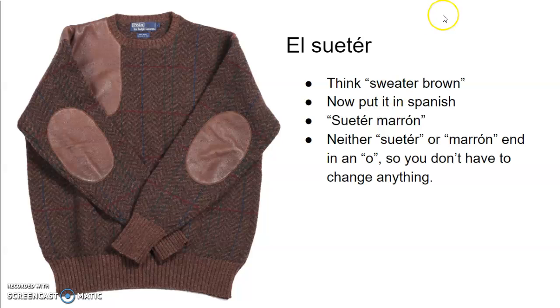So here, el suéter. We don't have this word on our vocab list, so I gave it to you right here. Think to yourself, sweater brown. Now put it in Spanish, suéter marrón. I didn't highlight anything here because suéter and marrón, neither of them end in an O, so we don't have to change anything. So type in brown sweater in Spanish.